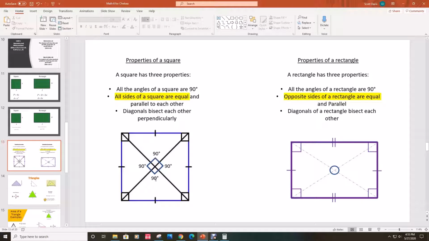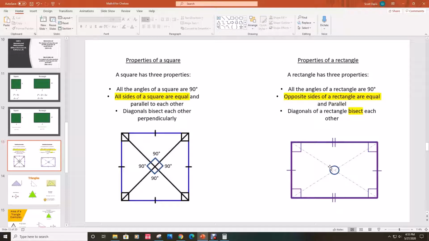Every single angle is going to equal that 90 degrees there. It's going to be all equal. And then with a rectangle, if you went from this corner to this corner, drew a line from this corner to this corner, all it says is that they bisect each other.